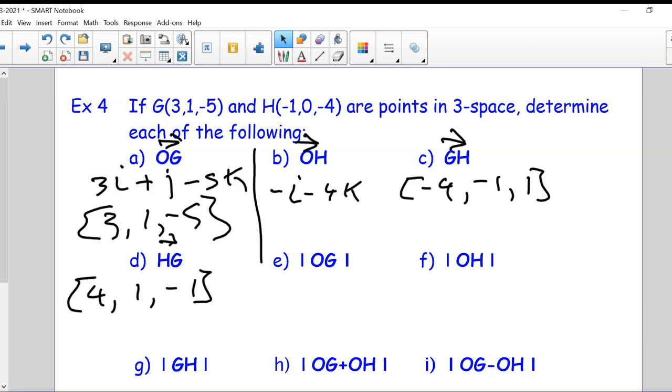Right, there is no J that's needed for that one. And then also as a vector, square bracket, it'll be minus 1, 0, and minus 4. Right? The GH vector, I remind you, I take my H coordinates and subtract my G coordinate. Doing it the other way around would give me the vector running in the opposite direction. If I want to go from G to H, I start at H and I subtract G.